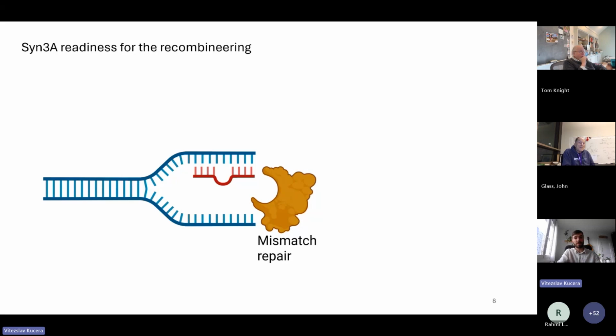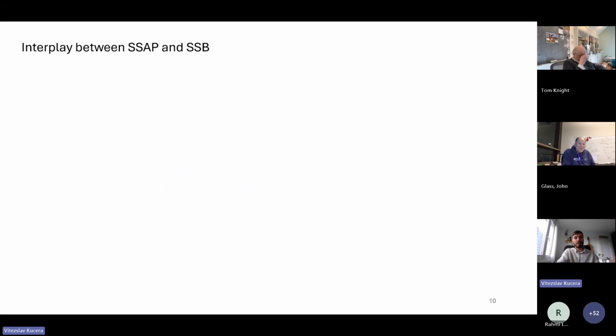So the recombineering mostly relies on the mismatch actually not being present. So this should be something that is already done in SYN3 for us. And so the main problem that we will be solving is the interplay between the single-stranded annealing protein, or SSAP, and the single-strand binding protein.